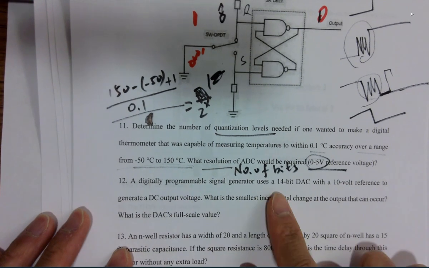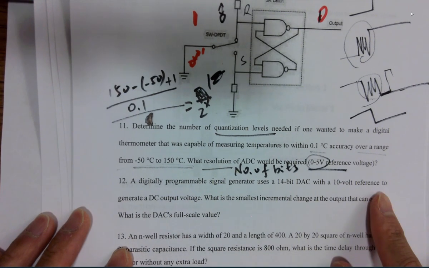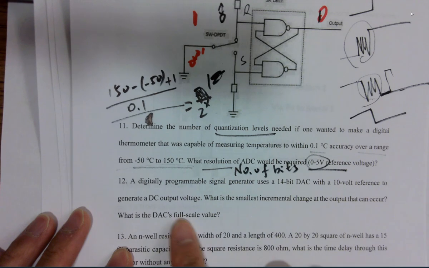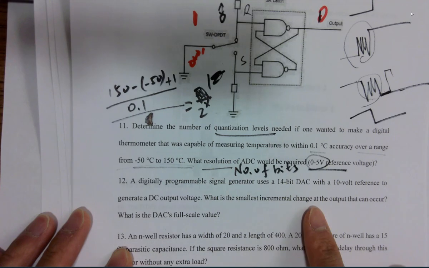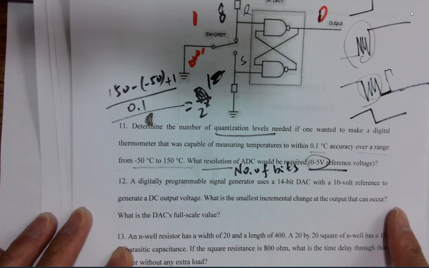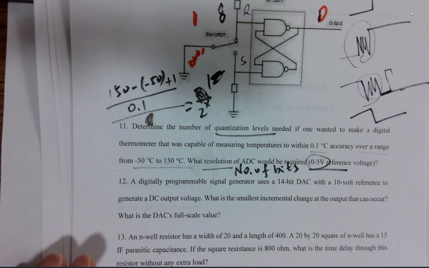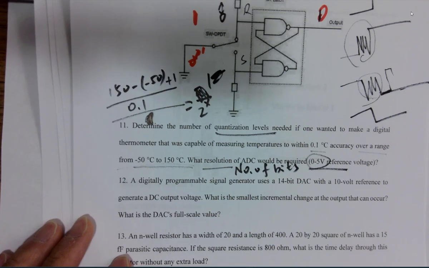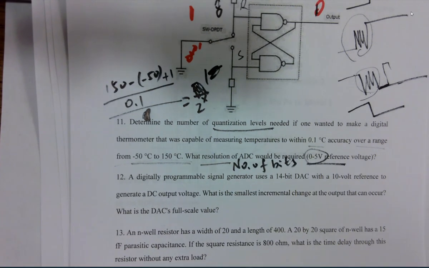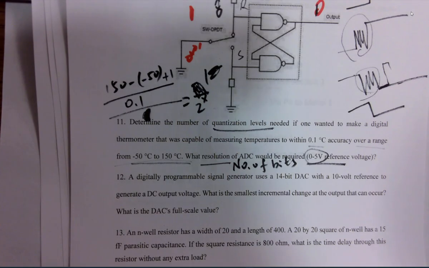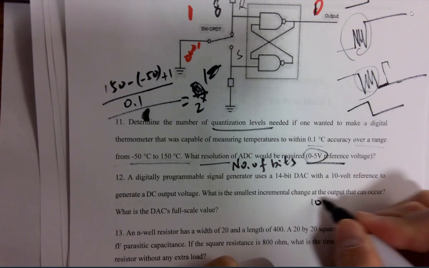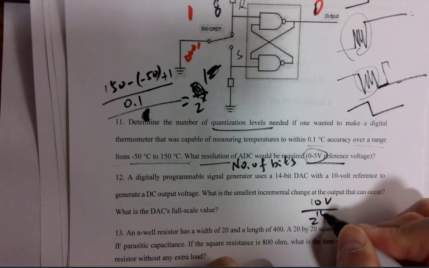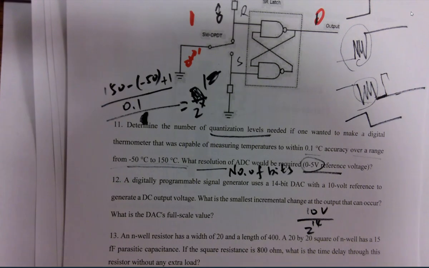So a digitally programmable signal, 14 bits, 10 volts, generates a DC output voltage. What is the smallest incremental change of the output that can occur? For a 14-bit DAC, 10 volts, that's just 10 volts divided by 2 to the 14th, right?